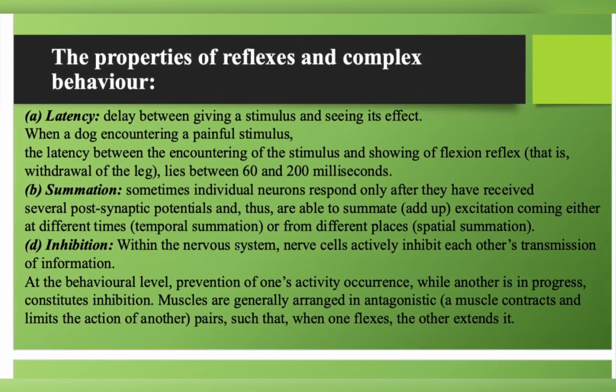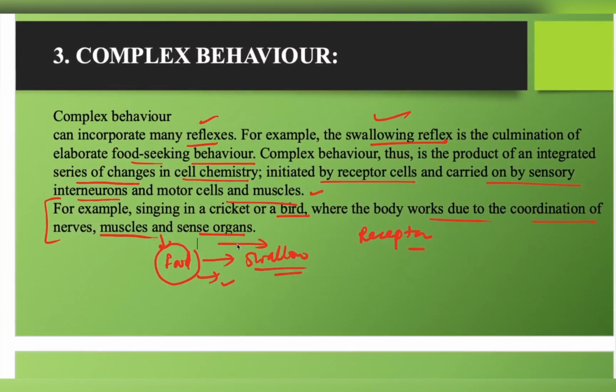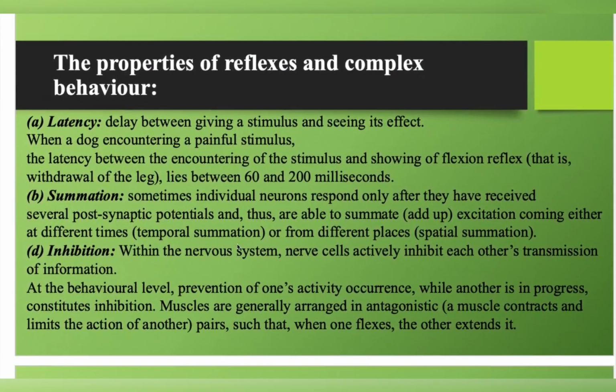So the complex behavior basically incorporates many kinds of reflexes. The properties of reflexes and complex behavior are three: first is latency, then comes summation, and finally there is inhibition. What is latency? Latency is the delay between giving a stimulus and seeing its effect.